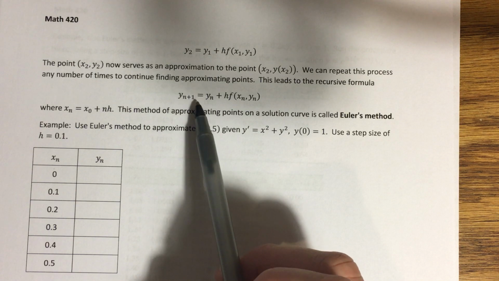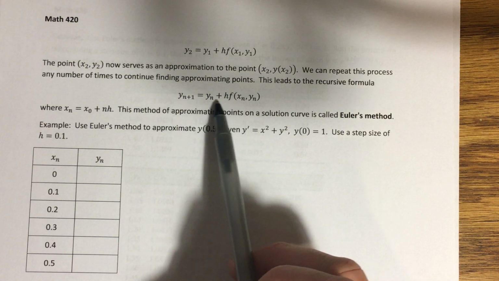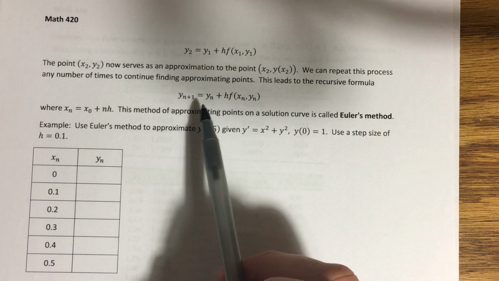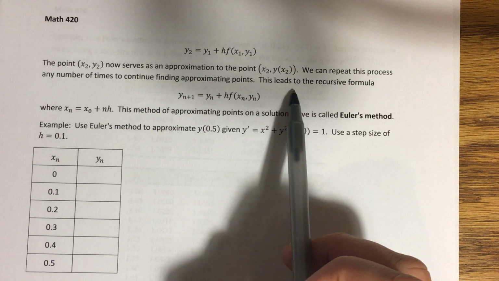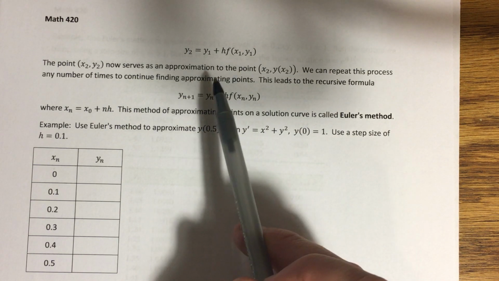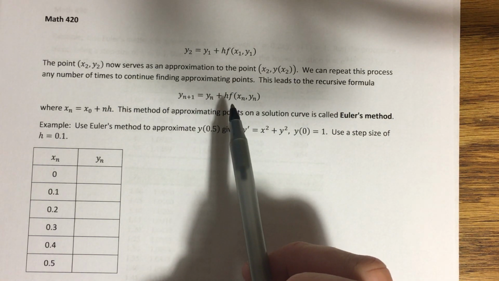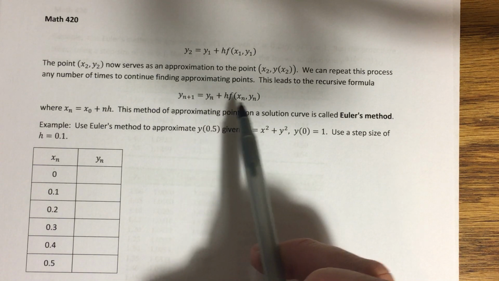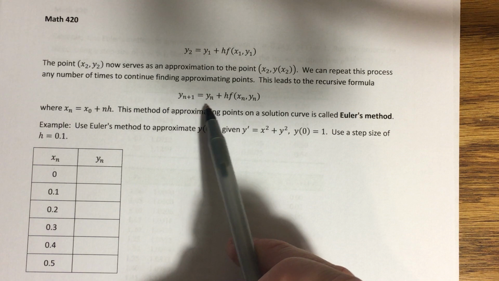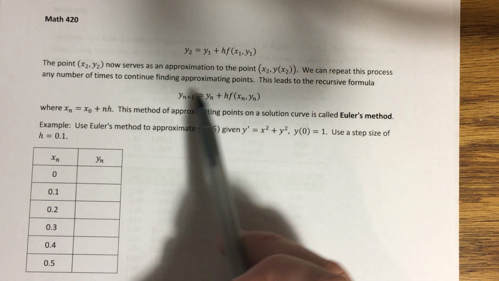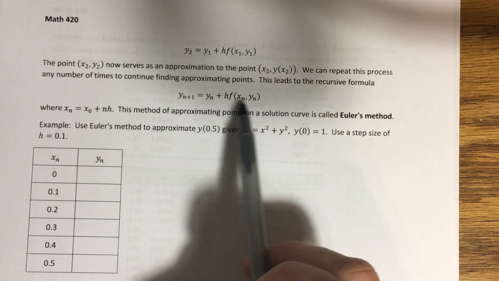And that leads to this formula that we call a recursive formula. You've most likely seen recursive formulas before, but basically the idea of a recursive formula is that you start with some input, you plug that input into your formula, it spits out an output, and then you take that output and feed it back into that recursive formula to get a new output, and then kind of repeat that process, looping back through this thing.